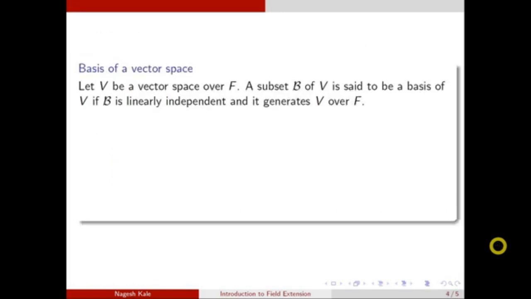Let me tell you in short what you mean by basis of a vector space. Suppose V is your vector space over F and B is a subset of V. There are two conditions under which I can say that B is a basis of V. The first condition is that B should be linearly independent itself, and secondly B should generate vector space V over a field F.